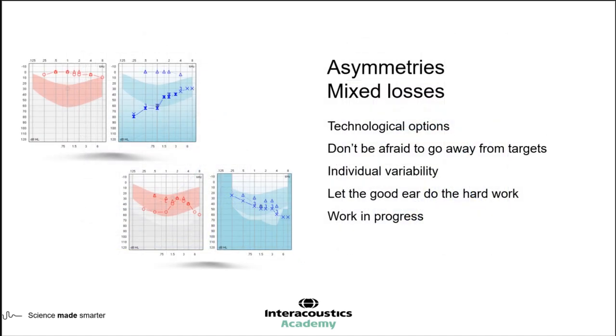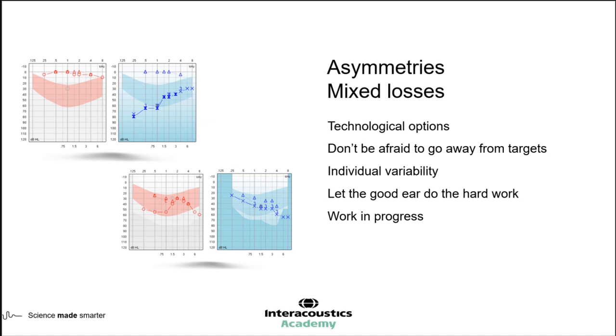So the next type of hearing loss that I want to mention is the asymmetries, and I've combined mixed losses in here as well because I do think that they often go hand in hand. There's a whole array of technological options available for dealing with asymmetrical losses and mixed losses. We might be considering bone anchored devices, bone conduction devices, cross aids, bicross aids, no aids, one aid, two aids. The list is almost endless.